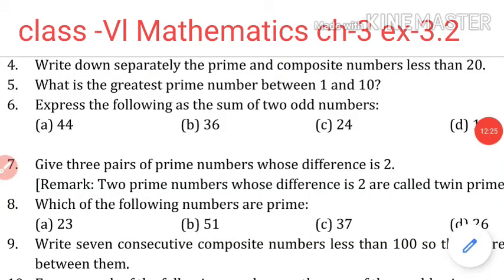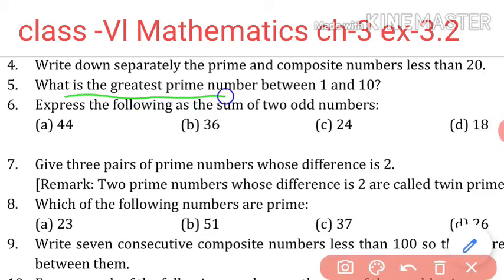Now come to question number 5. What is the greatest prime number between 1 and 10? Greatest prime number. So this is very easy, isn't it? So what will be the greatest prime number? That will be 7. 7 is the greatest prime number. 9 is not a prime number.